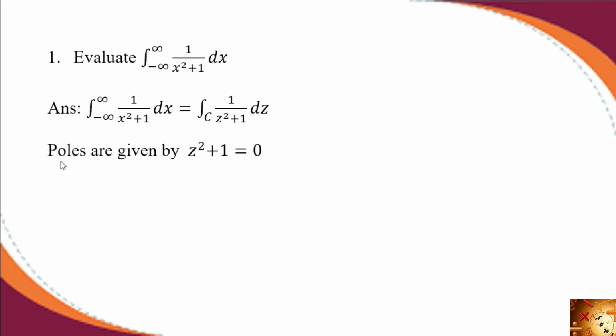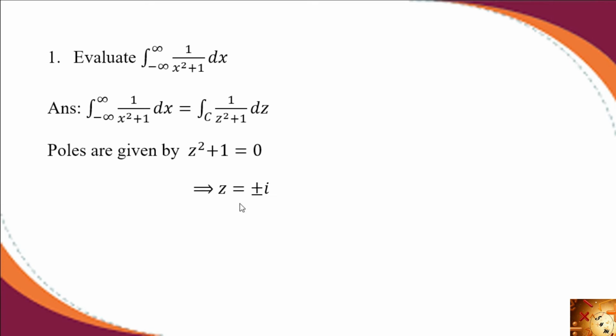Moving to problems, evaluate integral minus infinity to infinity 1 divided by x square plus 1 dx. Here the function and integration is with respect to x. First of all, we want to convert it in terms of z. So integral over c 1 divided by z square plus 1 dz. Next step is finding the poles. Here the poles are given by z square plus 1 equal to 0, that is z equal to plus or minus i.